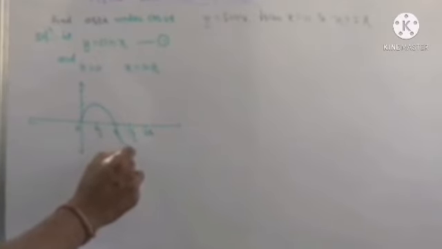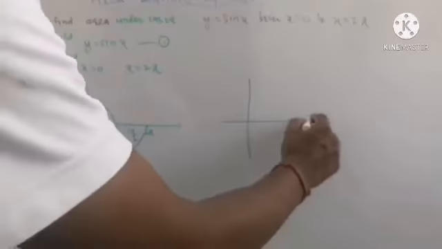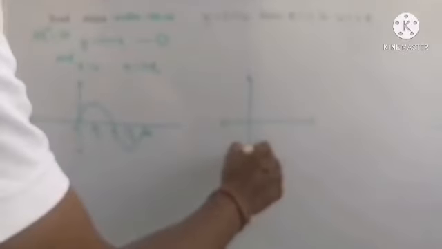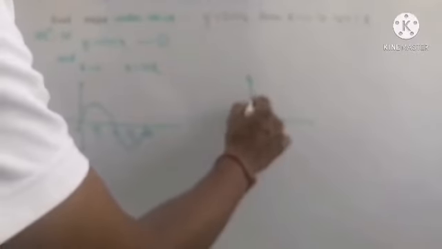So plotting the continuous curve, we get the curve which is the sine curve, called the curve of sin x. Similarly, if we plot the curve of cos x, it will be like this.